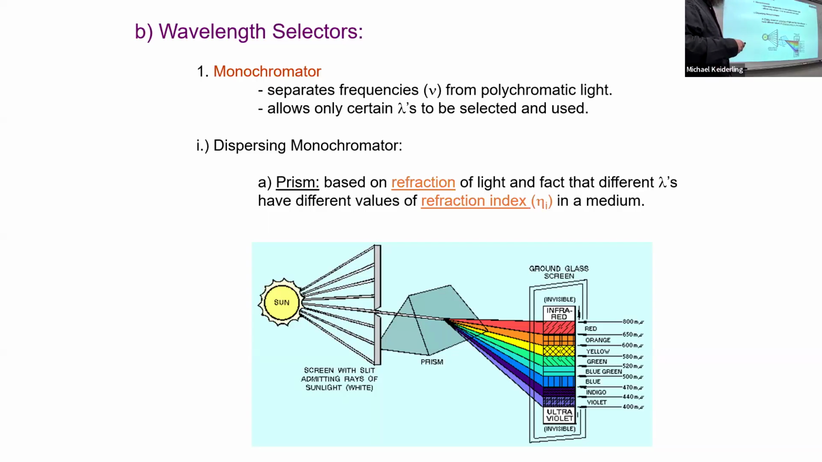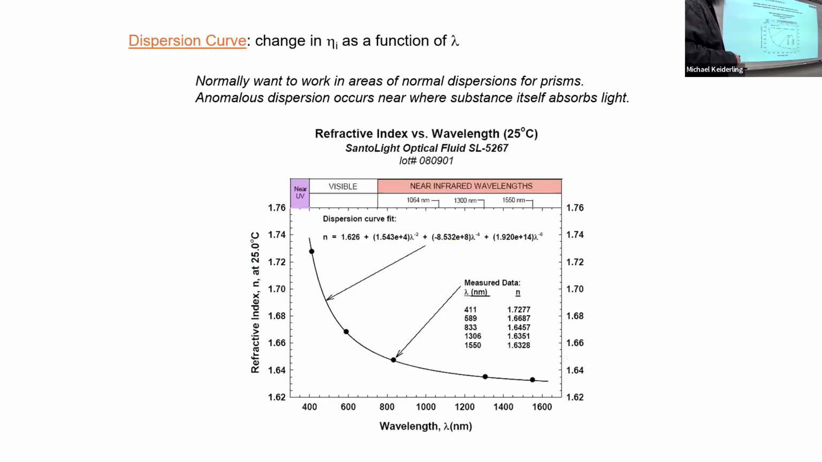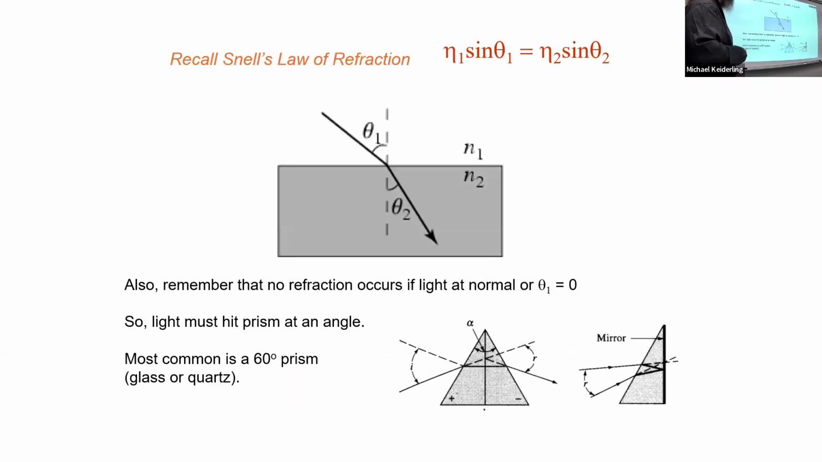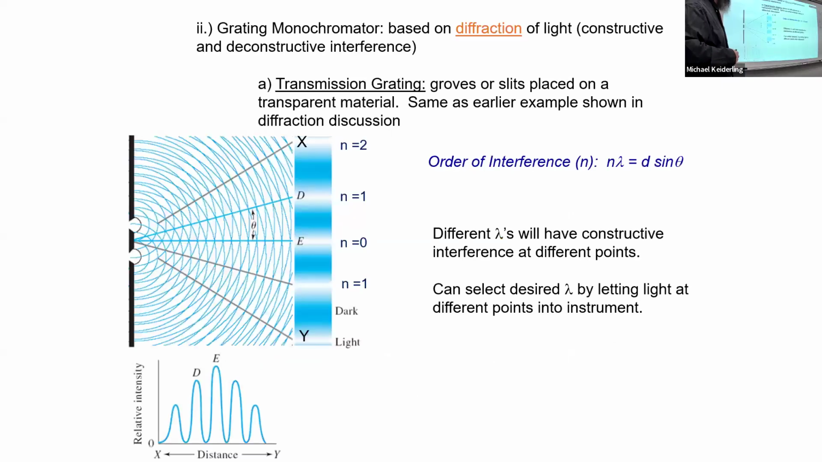So you can use a prism that uses the refraction of light and the fact that different wavelengths have different refractive indexes, which spreads those out, because the refractive index changes as a function of wavelength. Down in the visible here, you can see there's quite a bit of change in the refractive index. That lets that light range spread out. It doesn't work so well in the near infrared because of Snell's law. The light has to hit the prism at an angle, and the most common is the 60-degree prism.